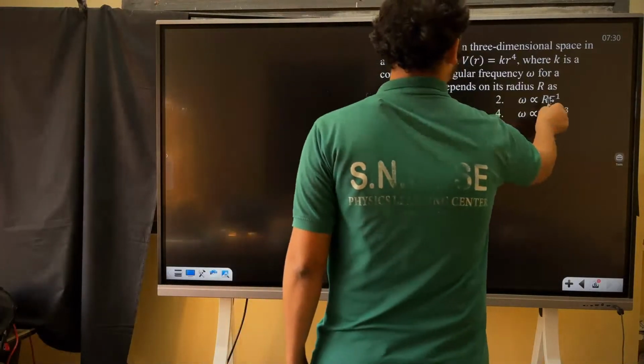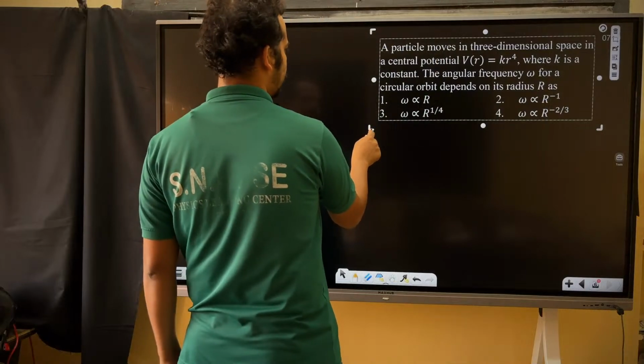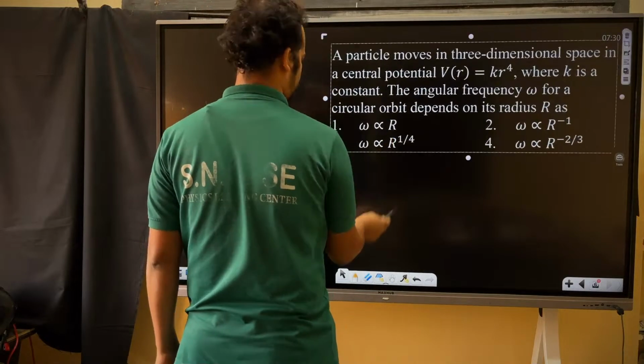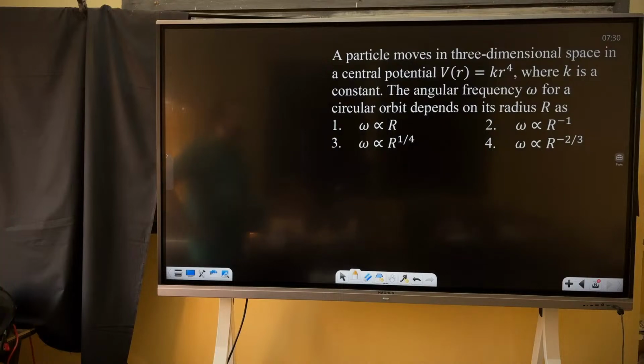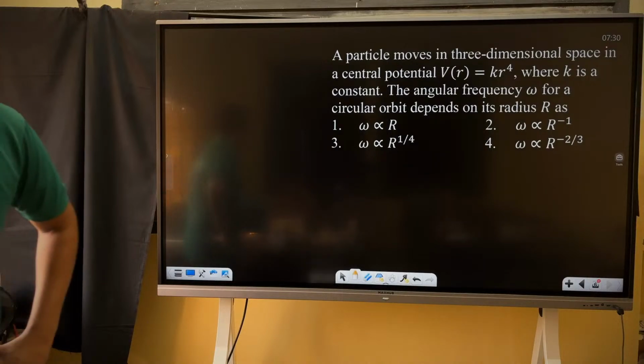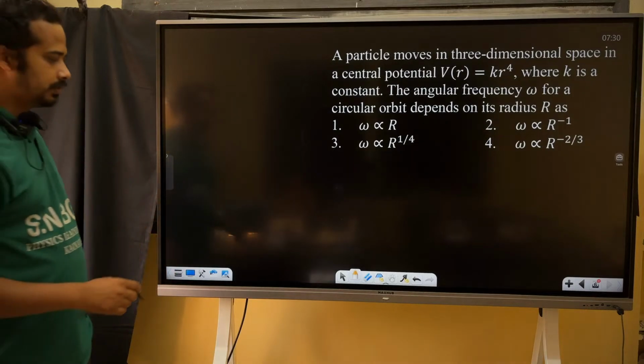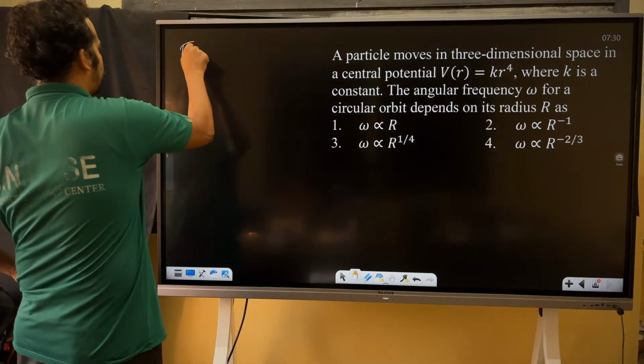A particle moves in three-dimensional space in the central potential k r raised to 4, where k is a constant. The angular frequency omega for a circular orbit depends on the radius r. What is the circular orbit condition?